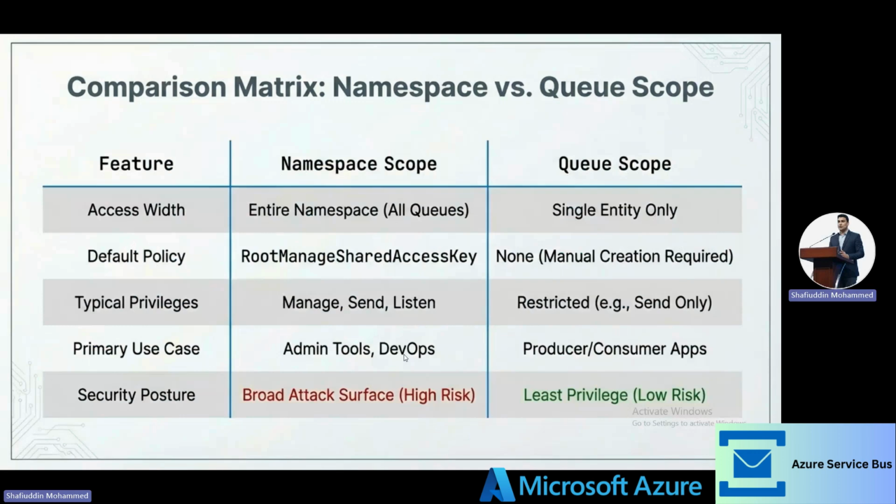Okay, so I hope you have understood. In this video we have discussed how to create the connection string in shared access policies, how to create the connection string for the queue and for the namespace in Azure Service Bus. In upcoming videos, we'll learn more new topics. That's it in this video.